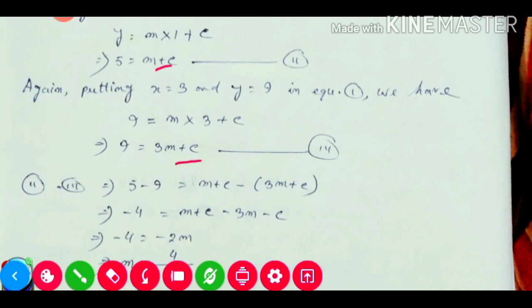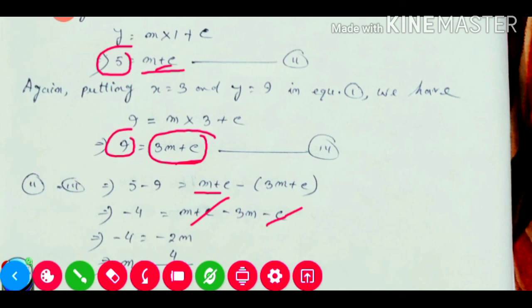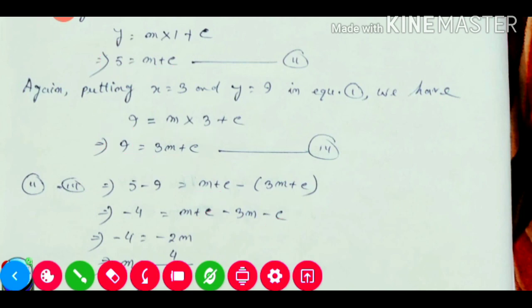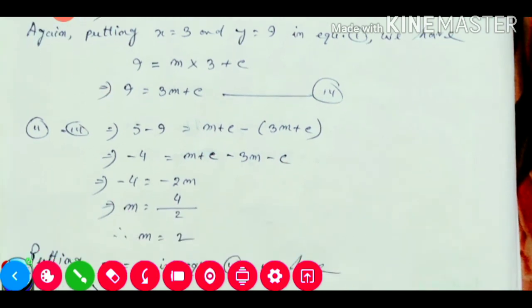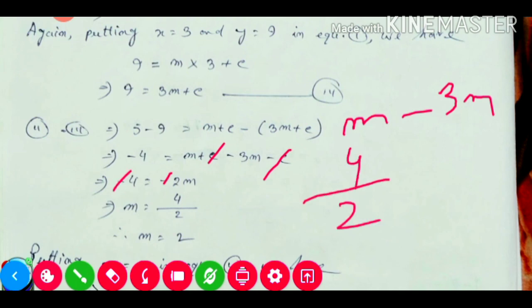So on the left hand side it will be 5 minus 9 is equal to m plus c minus 3m plus c. Now this one is taken from the bracket, so it will be minus 3m, and minus c. So plus c minus c will be cancelled, and 5 minus 9 is minus 4. So minus 4 is equal to, c will be cancelled, and m minus 3m will be minus 2m. So both sides minus will be cancelled. Now 4 divided by 2, so we will get the m value 2. Therefore the m value will be 2.